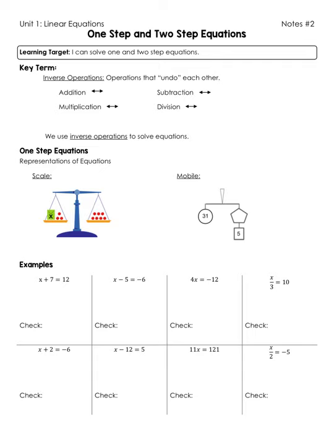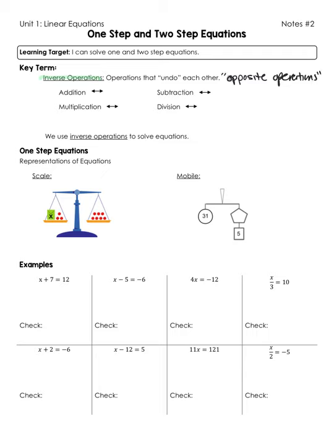So we have a key term first before we get started. Our key term for these notes is inverse operations. Inverse operations are operations that undo each other. We also call them our opposite operations, but inverse operations is the correct math term.